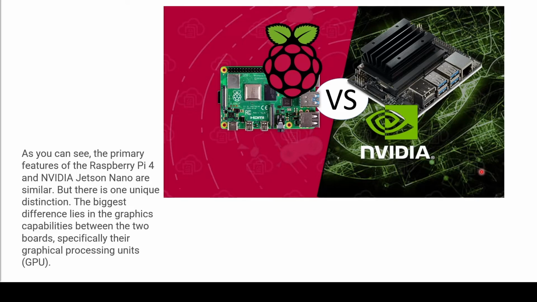So what is the benefit of having a GPU, a graphical processing unit? It will speed up the process of training, meaning that you can also do your training in the development kit device, instead of doing the training on the computer and transferring the final model into the device itself.